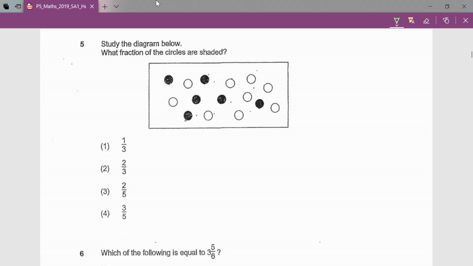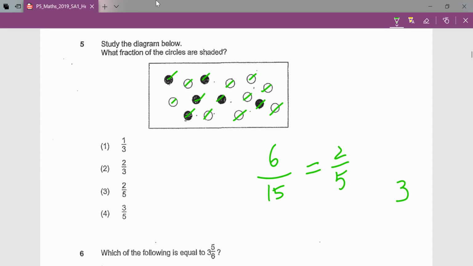Study the diagram below. What fraction of the circles are shaded? So you have 1, 2, 3, 4, 5, 6 over, 7, 8, 9, 10, 11, 12, 13, 14, 15. 6 over 15. You divide by the common factor, which in this case is 3. You're going to have 2 over 5. Answer is 3.